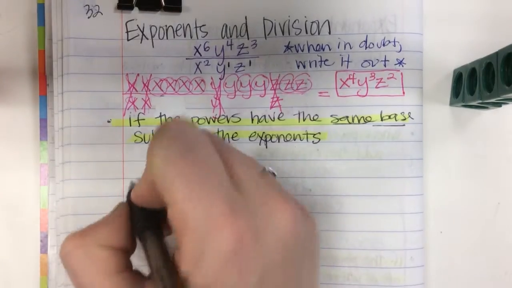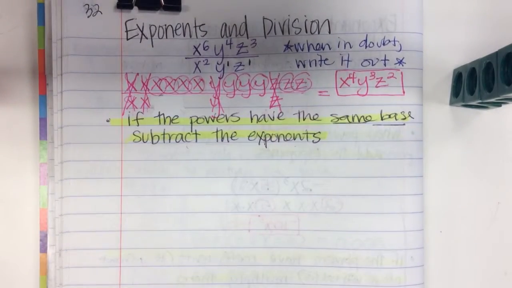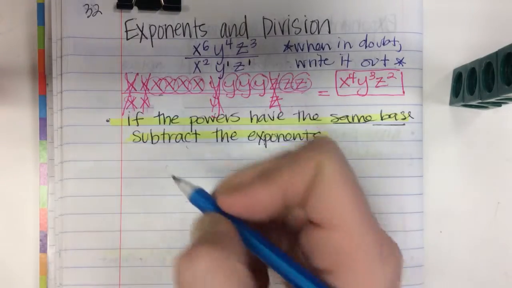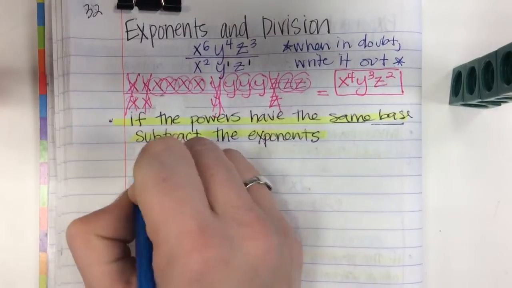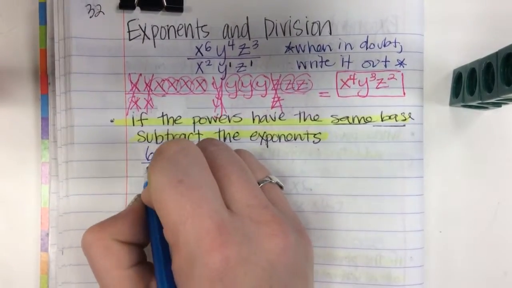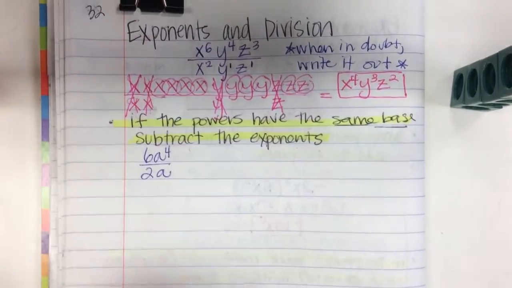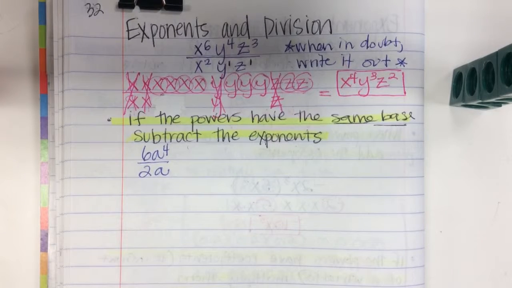So let's try a different problem. If I have 6a to the 4th over 2a. 6a to the 4th over 2a.